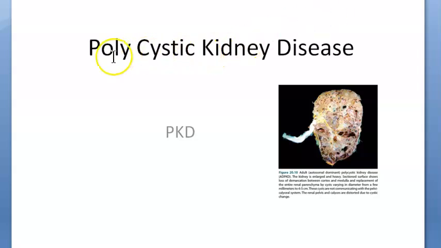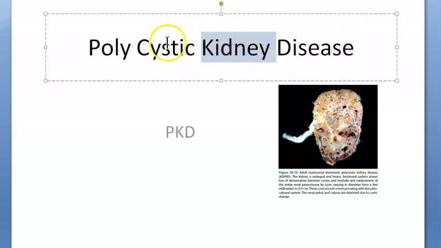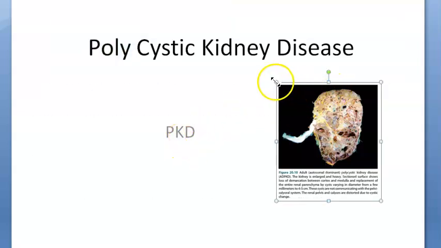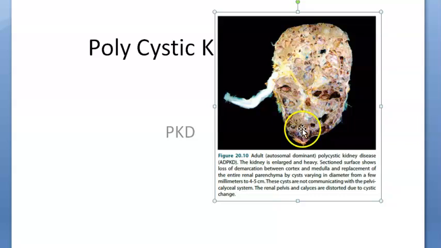Hello, in this video, let us look at this condition, polycystic kidney disease. So, this is a problem with the kidney. What is the problem? There are cysts in the kidney. Poly means many cysts in the kidney. So, it is also called PKD, polycystic kidney disease. You can see here there is a kidney which is full of cysts.